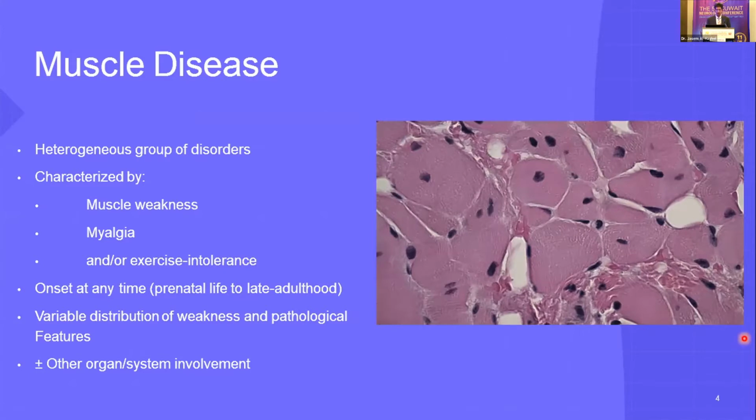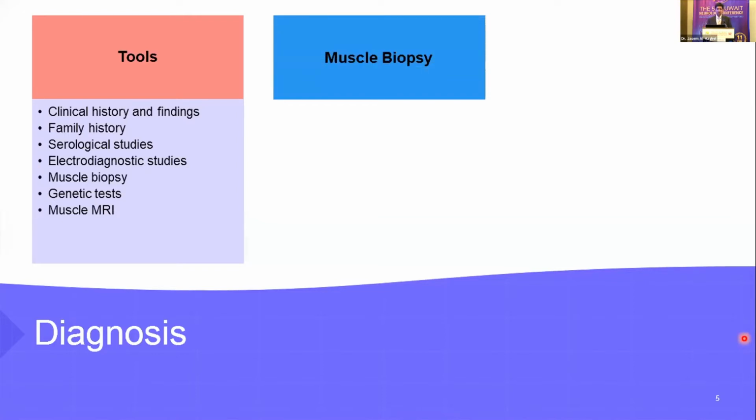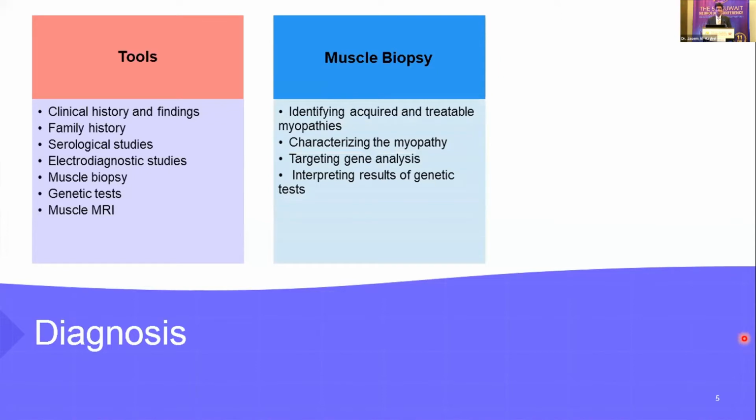So how do we typically diagnose a myopathy? The most important thing is our clinical history and physical examination. This is where you need to spend most of your time, taking a proper detailed history and evaluating the clinical picture of your patient. You should have a family history. And after that, you'll go for the serological studies, electrodiagnostic studies, the muscle biopsy and genetic studies, with muscle MRIs if needed. I'm not going to go through the process, but for example, in the muscle biopsy, we try to identify a treatable myopathy.